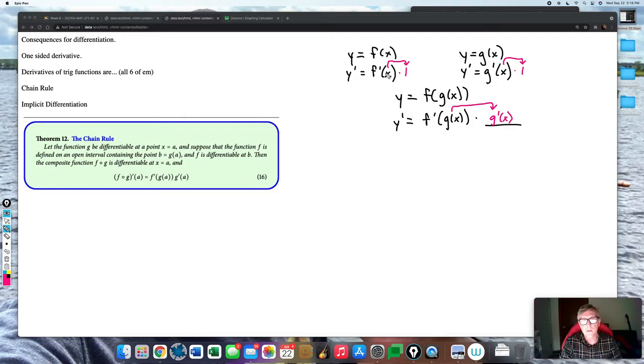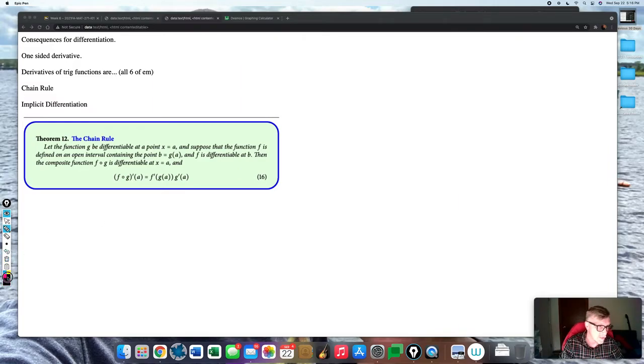If the inside of your function is more complicated than x, if it's x squared, if it's sine of x, if it's something else besides x, you've got to tack on its derivative. Okay, so we're going to do a couple of examples because, like I said, this is like the big kahuna rule here. So what I'd like to do is the derivative of this function, and I'm going to do it in two different ways.